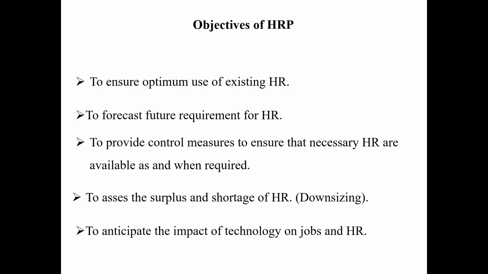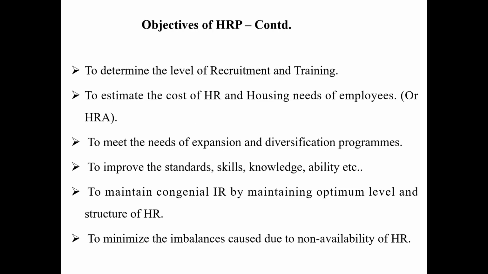As we discussed, there are four main objectives of HRM. Apart from that, it will try to forecast the future requirements for HR. It will assess the surplus and shortage of HR, and anticipate the impact of technology on jobs and HR. Planning makes sure they bring some new technologies into the job. Besides the HR functions, technologies and innovations are being brought in, and it will determine the level of requirement as well as the training.